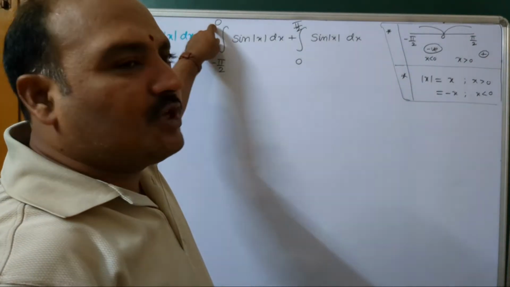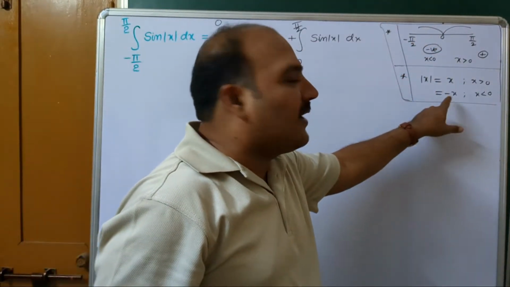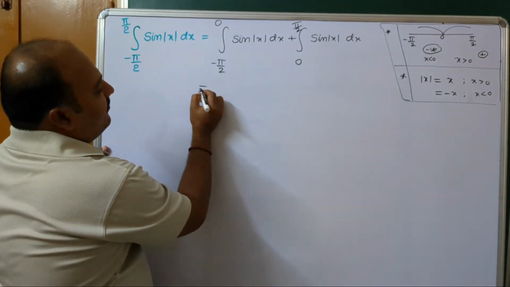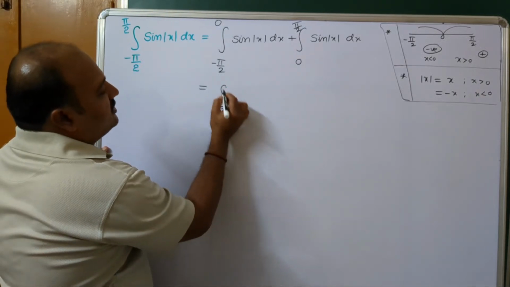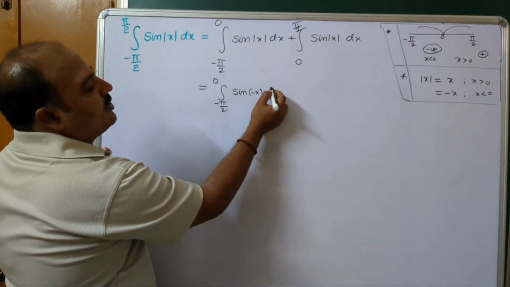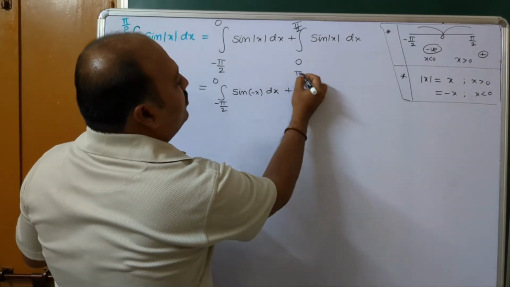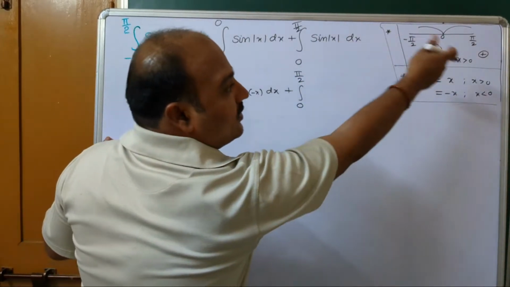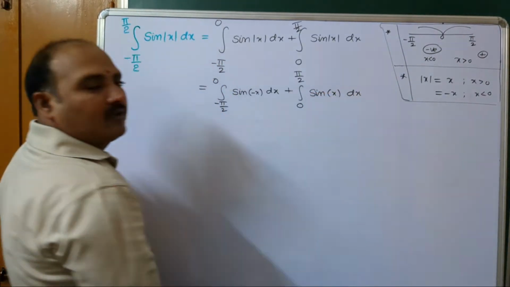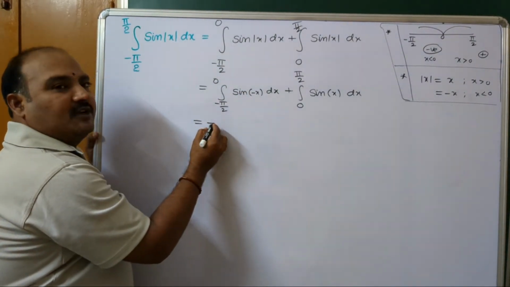Minus pi by 2 to 0 means x is less than 0. X is less than 0 means mod x value is minus x only. So here mod x you can take as minus x. So integral minus pi by 2 to 0 of sine of minus x dx plus integral 0 to pi by 2 of sine of mod x. 0 to pi by 2 means x is greater than 0, so sine mod x is equal to sine x. So integral of sine of minus x is minus sine x. Minus we can take outside.